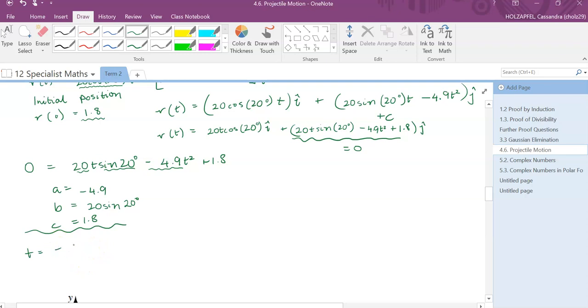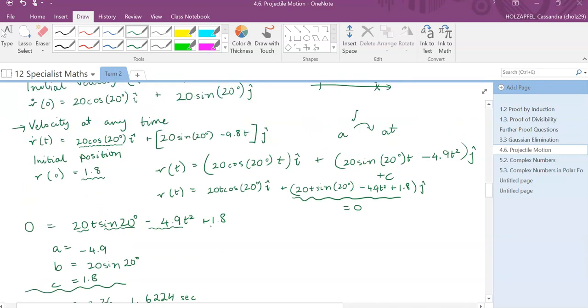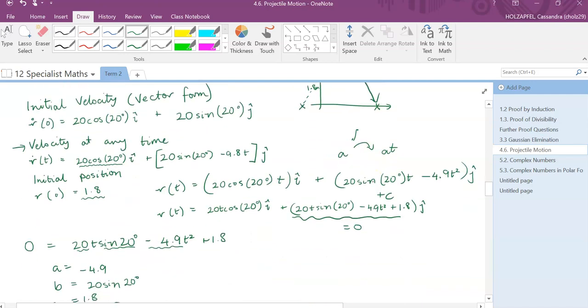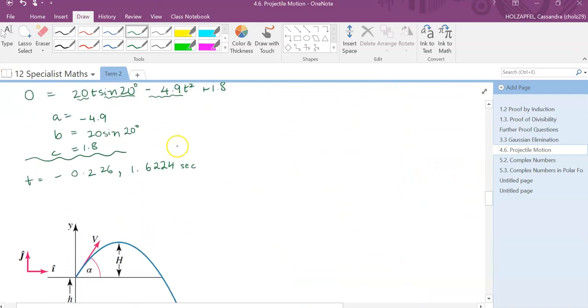But I came up with 2 solutions. The first one was negative 0.226, and the other solution that I came up with was 1.6224, and this is going to be seconds for this particular unit. If you go back to that diagram that we had drawn before, it doesn't make sense for us to have negative time. I mean, you can see why this function has come up with that negative solution, but we're going to pick the positive solution. So that's going to be equal to 1.6224 seconds.